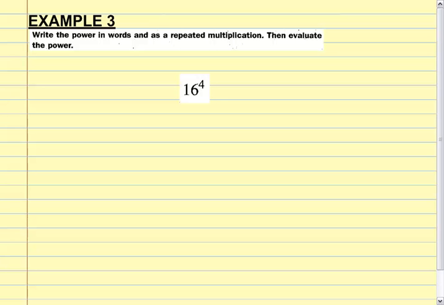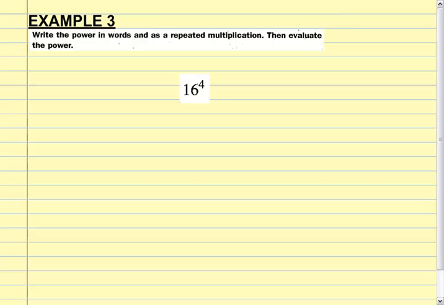Example number 3 says, write the power in words and as a repeated multiplication. Then evaluate the power. So I've got 3 things that I need to do. First, write it in words. Then write it as repeated multiplication. And then evaluate the power.